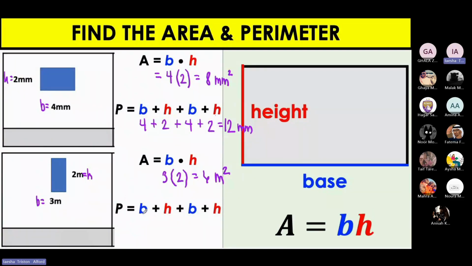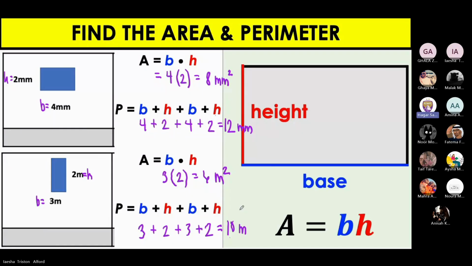For the perimeter, 3 plus 2 plus 3 plus 2 gives you what? Anybody? 10. Good. Meters. So that's the area and perimeter of the rectangle.